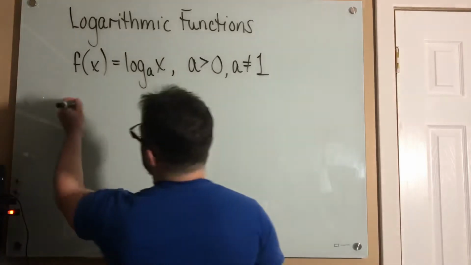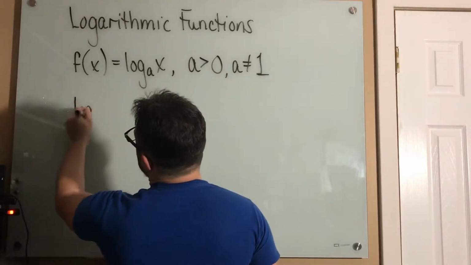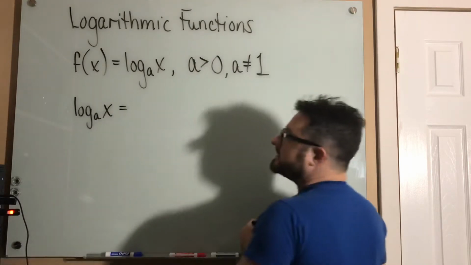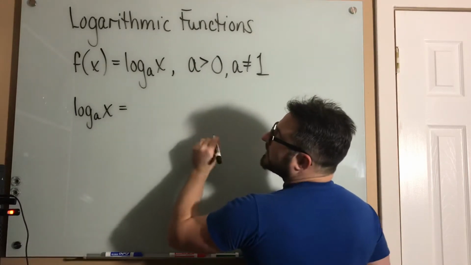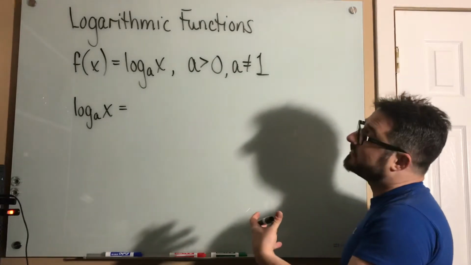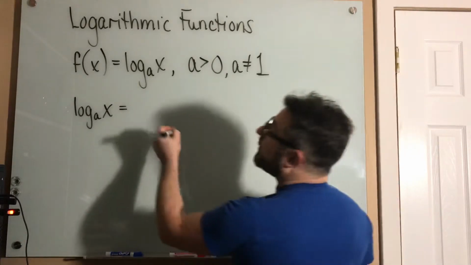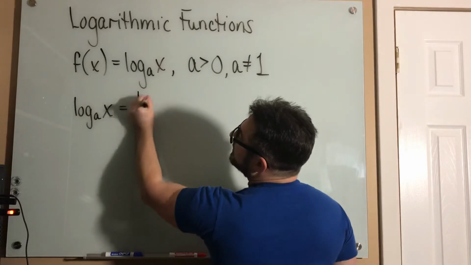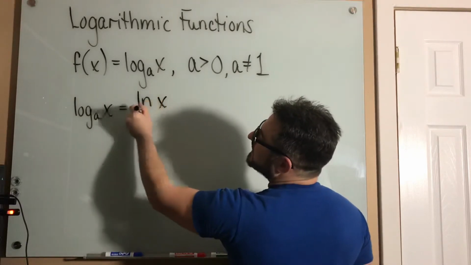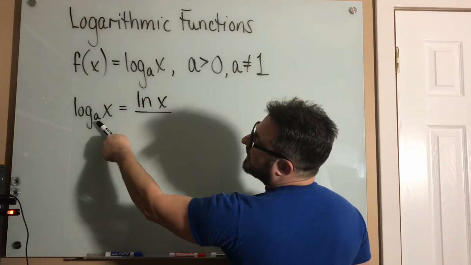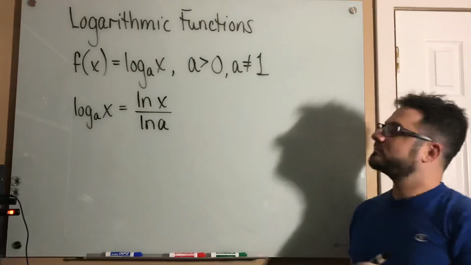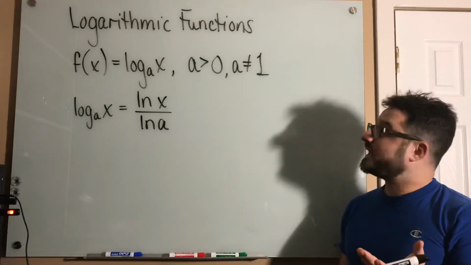For any logarithm with any base, the change of base formula says that we can use any other base. In this case, specifically, we want base e, the natural log of the input x over the natural log of the base. That simple.